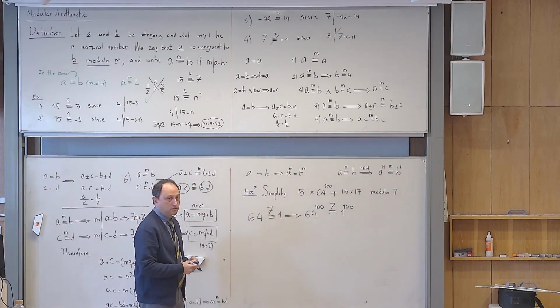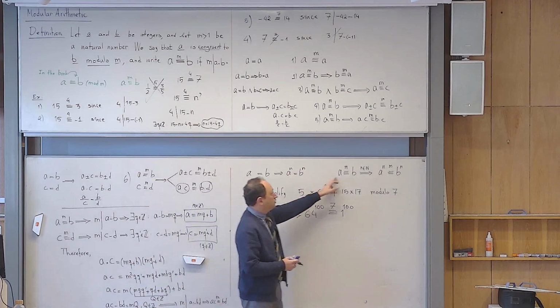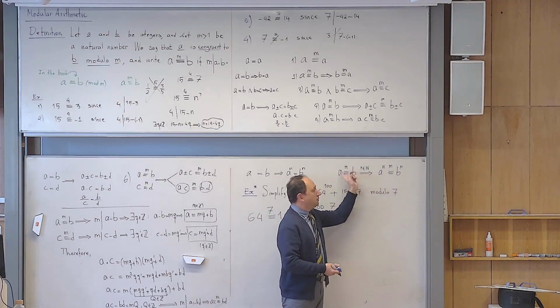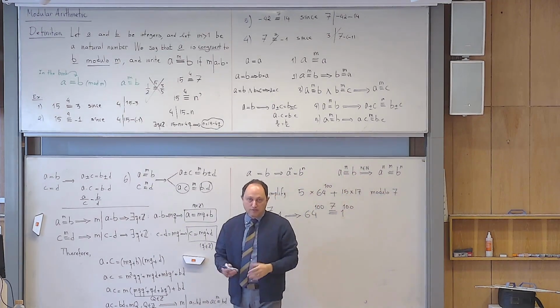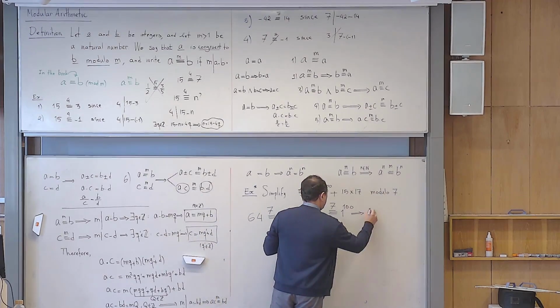Yes? Do you agree with that one? Why? Because I just told you that if you have congruency, if you want to, you can raise both sides to any power that you like. It remains valid. Okay? And then, do you agree with this one as well?